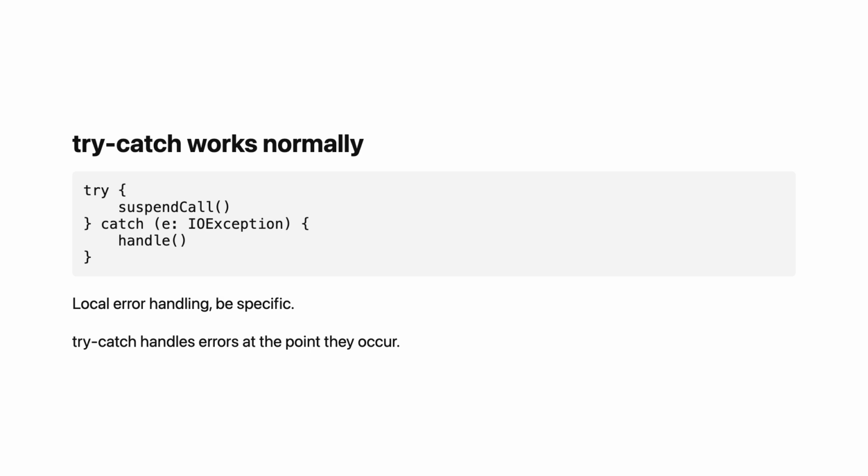Be specific about what you catch. Catch IOException for network errors. Do not catch CancellationException, that breaks cancellation. Try catch is local. It handles errors at the point where they occur.